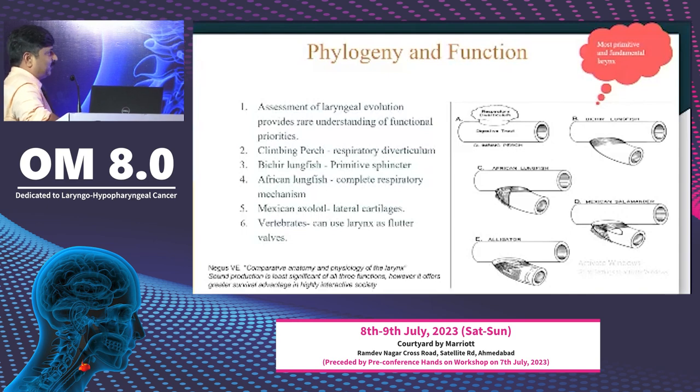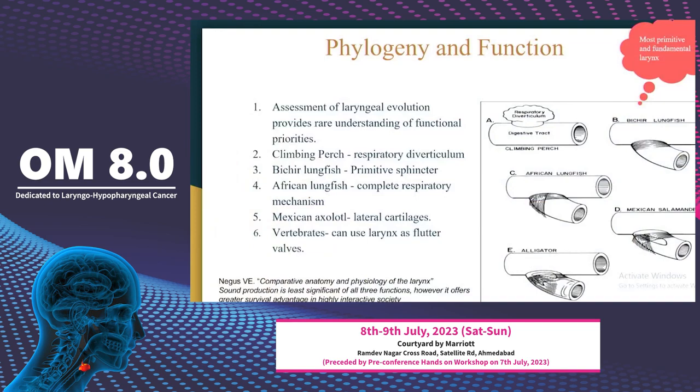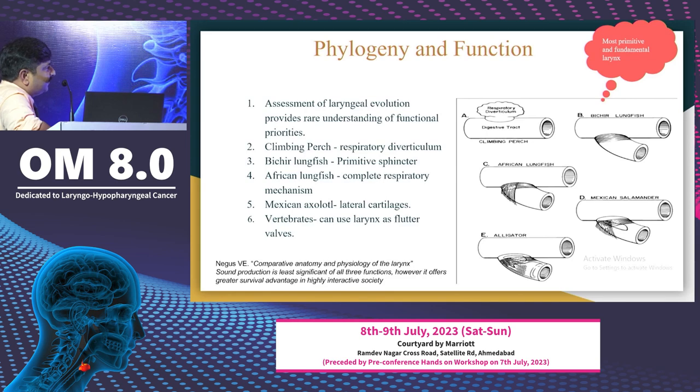But according to Negus, a very famous British surgeon who did a lot of work on larynx in the 1930s, look at point number 3 and 6. The bichir lungfish, this animal has the first primitive larynx, and the vertebrates were the first to use the larynx as a flutter valve. So according to Negus, protection of the lower airway is a much more important function than phonation.